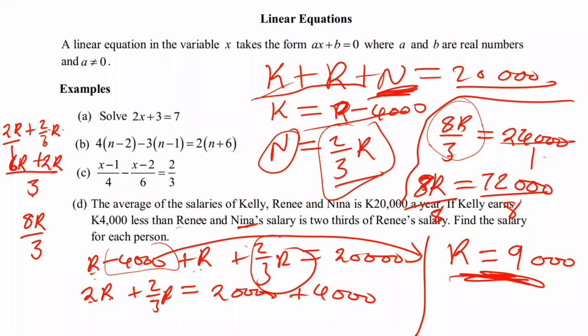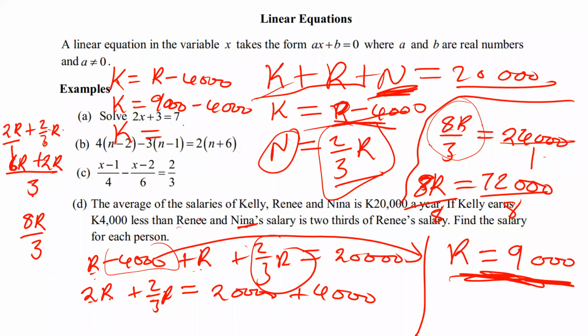So now let us find the salary for Kelly. The salary for Kelly is, we have K is equal to, remember the expression here, which is R minus 4,000. So K is therefore going to be equal to R. I'm going to put the value of R there. I found it to be 9,000. So I'm going to put 9,000 there, minus 4,000. And the value of K becomes 5,000.